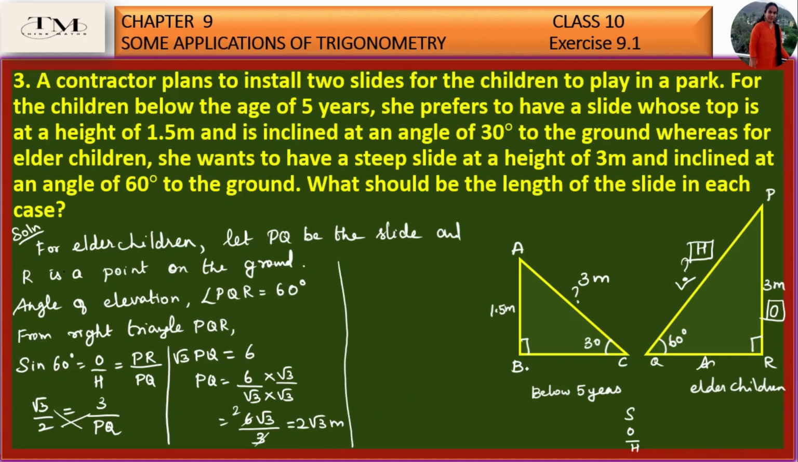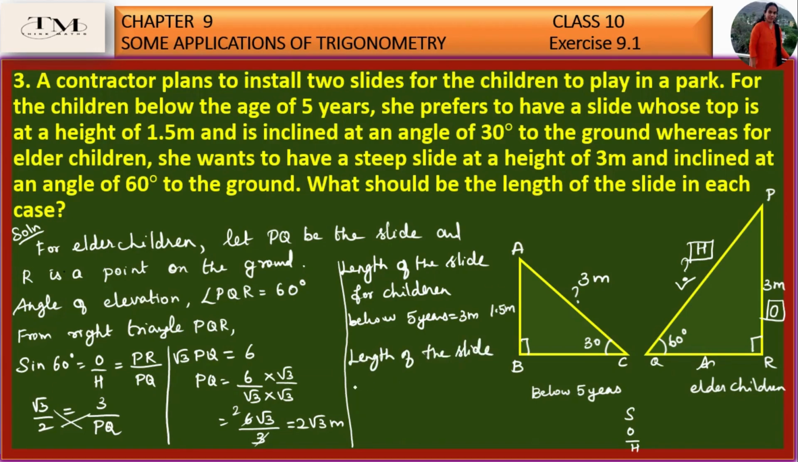So let me write the solution. AC is the length of the slide for children below 5 years, which is 3 meter, which we found in the previous page. Next one is length of the slide for elder children, which is equal to 2 root 3 meter. So this is the solution.